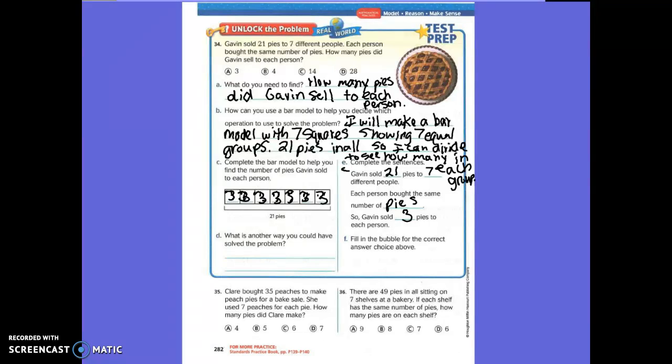But what's another way we could have solved this? This bar model, like I told you, is the same as equal groups. So what's another way we could have done this? We could have made an array. What would our array look like? An array with 7 rows of 3. Sorry, rows of, I forgot the S.